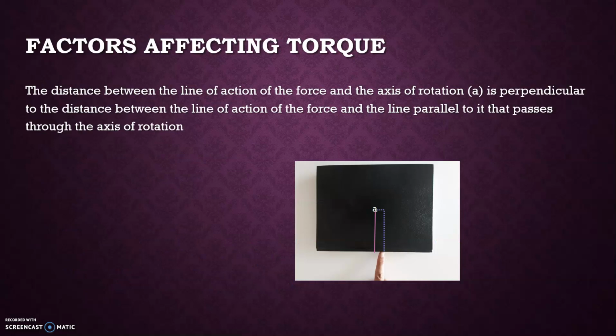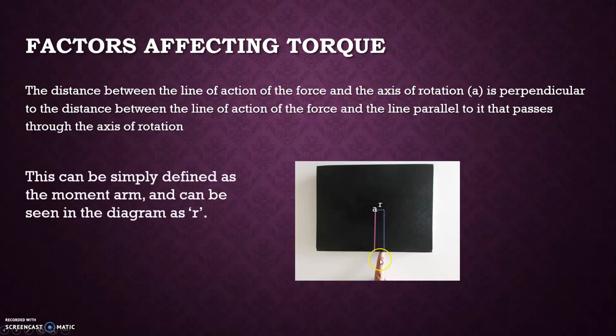So the distance between the line of action and the axis of rotation is perpendicular to the direction in which the force was pushed. In other words, I'm pushing straight up. My distance is labeled here as r. So A is my middle point, my axis of rotation. So it is perpendicular going left and right while my force is going up and down in this picture.